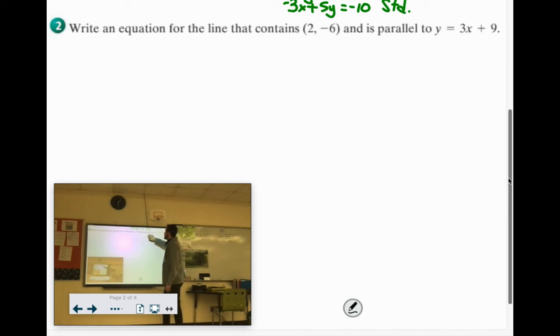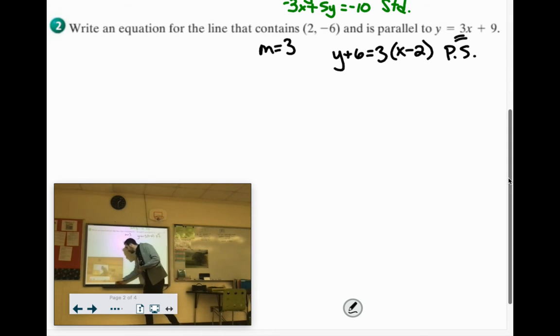It's got this point and is parallel to y equals 3x plus 9. Again, all we use from this is the slope, which is 3. So we're using this point and the slope of 3. We're going to write it in the 3 forms. First, get it in the point slope. Y minus negative 6 would change to plus 6 equals our slope, 3 times x minus our x coordinate, 2. Here it is, point slope form.